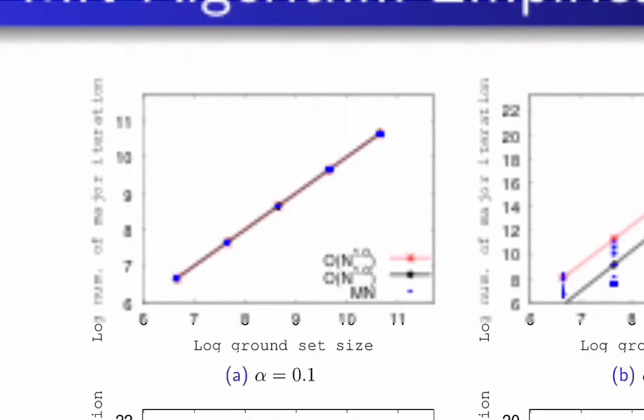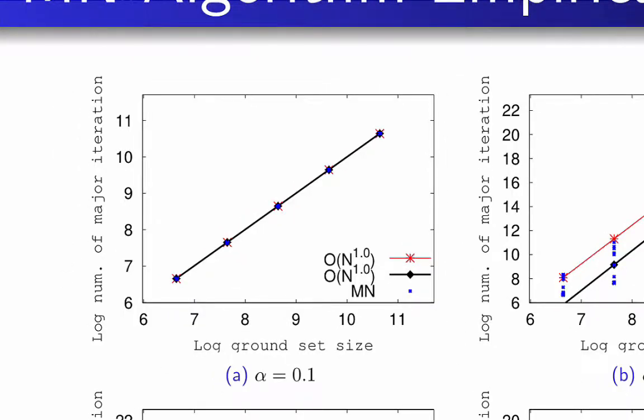Here's something that's similar to the Fujishige and Isotani paper. On the horizontal axis is the log of the ground set size, so the ground set size is really 2 to that. And the vertical axis is the log of the number of major iterations. What we did is we sampled different subsets of this very, very large bipartite neighborhood graph so that we have different ground set sizes, and then ran averages over multiple different subsamples of a particular size.